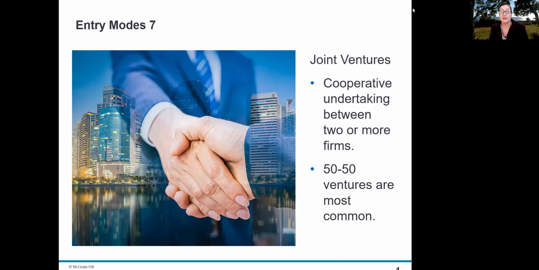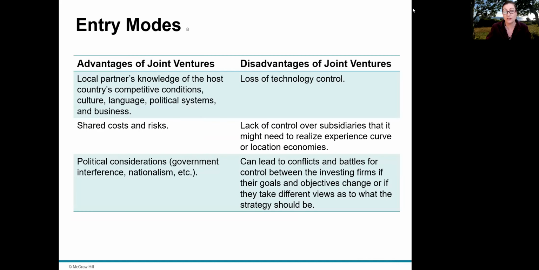Okay, joint ventures are another mode of entry into a foreign market. Joint ventures are about cooperative undertaking between two or sometimes more organisations, and typically 50-50 ventures are most common. Advantages of joint ventures are the local partner's knowledge of the host country's competitive conditions, their culture, their language, their political systems, their business ways.